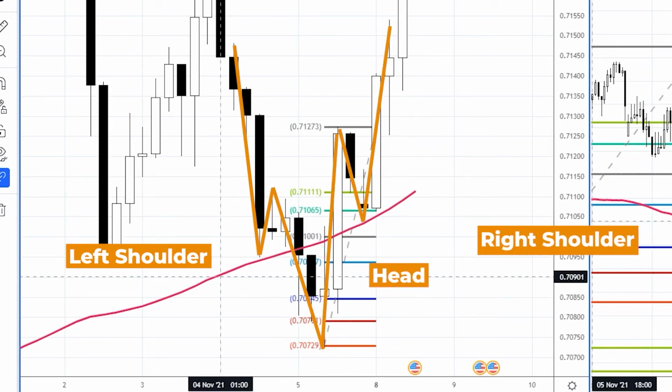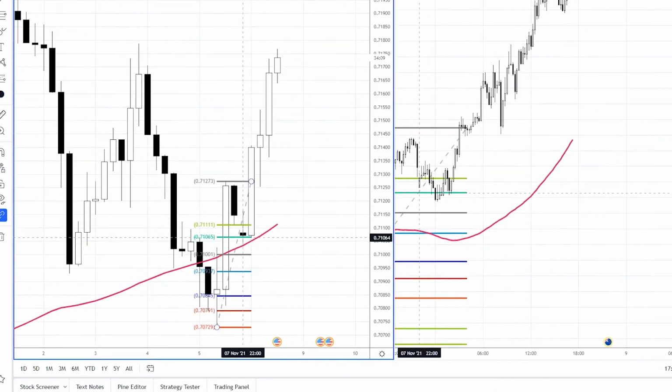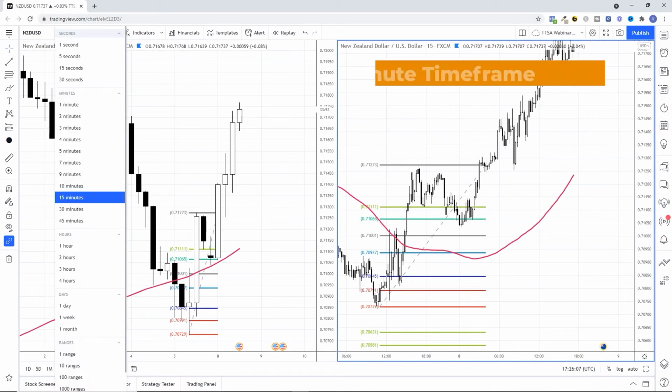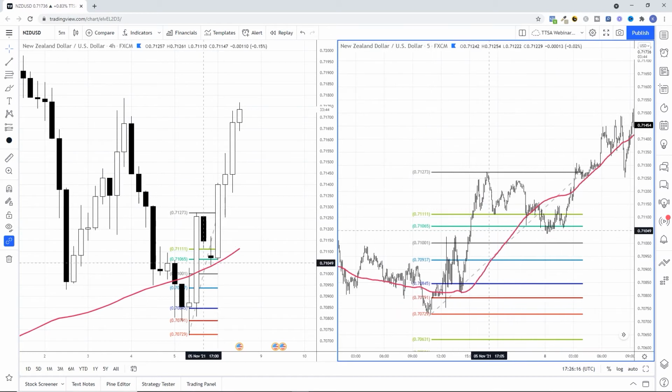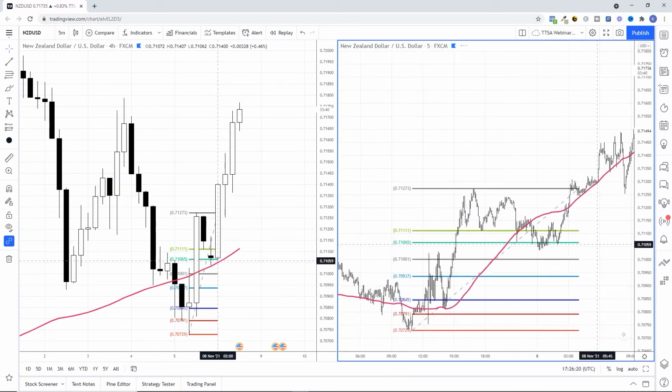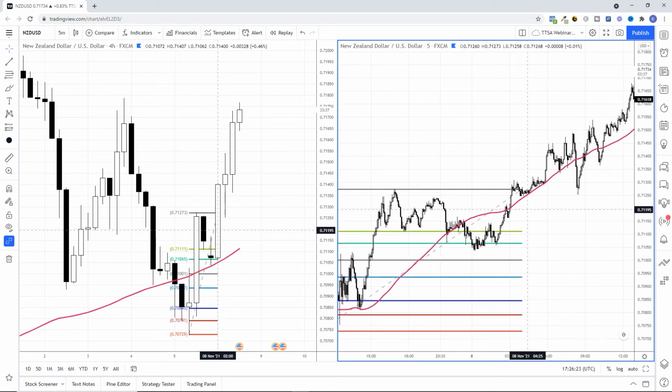So we have an upward tilting head and shoulders pattern with both of the shoulders interacting with the regression line. If we go into the 5-minute on the right hand side, now all of this was happening in overnight hours for me, so I was waiting for price to do something in the morning and then for me to be taking some action on the long side.